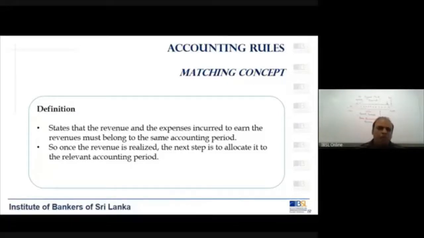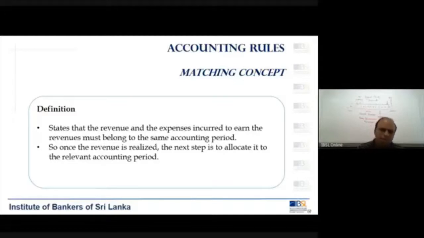So the benefit out of your modification, or maybe the maintenance you have done, will attract more income to the business in the current financial year. If you have attracted that income in the current financial year, you have to recognize the expense also in the same period. So the matching concept says the revenue and the expenses incurred to earn the revenues must belong to the same accounting period. It can't go to the next financial year, that is, you have the income in this financial year and the expense in the next financial year.